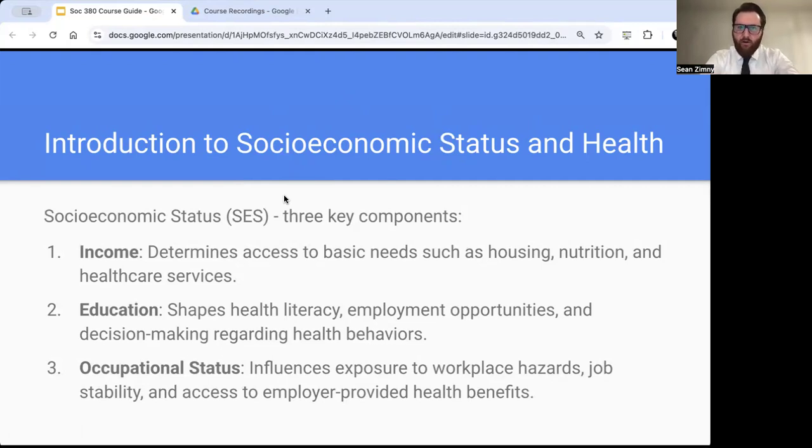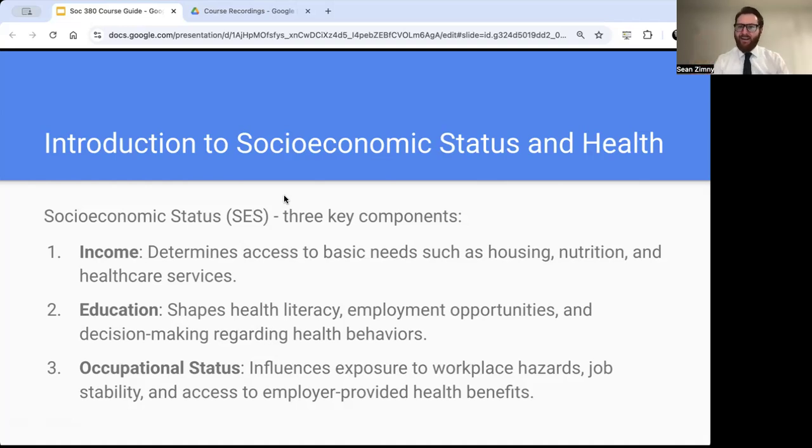So I want to first cover its three components. I really want to begin this session by breaking down the concept of what socioeconomic status is into its three components. You can see its three components there, starting with number one, income. Income determines access to basic needs such as housing and nutrition and healthcare services. So income is part one of socioeconomic status. Part two, education. This is what shapes health literacy, helps to shape employment opportunities and decision-making regarding health behaviors. So income, education, two thirds of the socioeconomic pie.